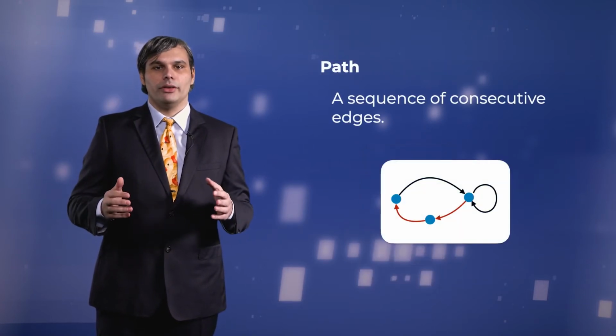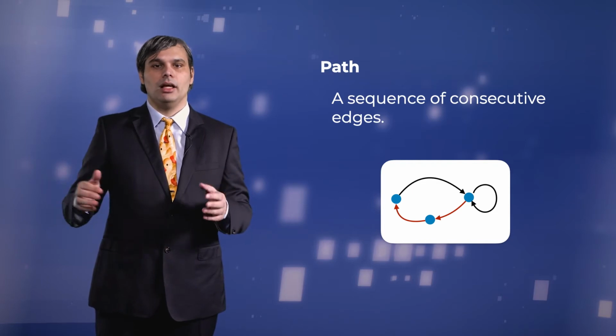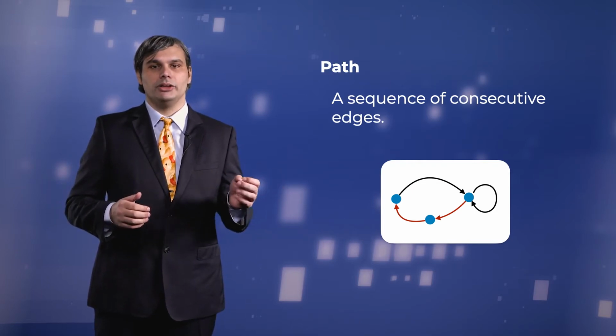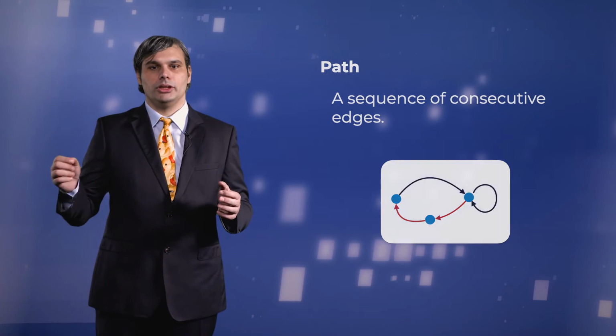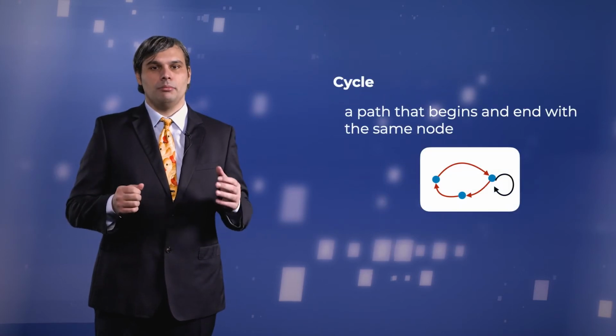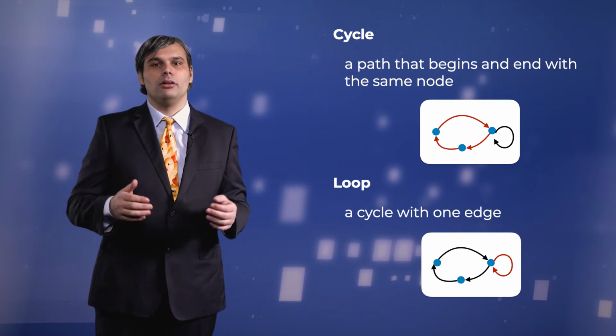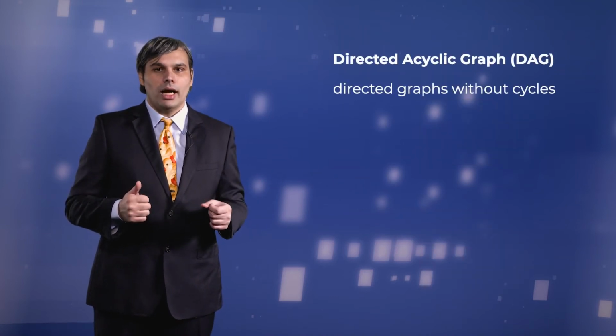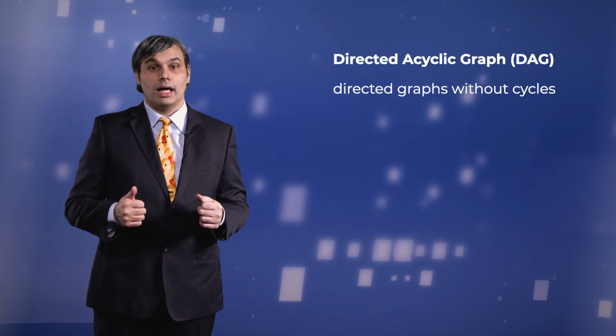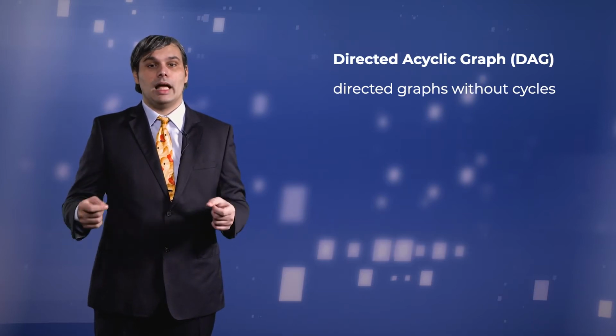We can define a path as a sequence of consecutive edges. Consecutive means that the head of an edge in the path is the tail of the next edge. A cycle is a path that starts and ends with the same node. A loop can be defined as a cycle with only one edge. A directed acyclic graph, or DAG for short, is a directed graph with no cycles.